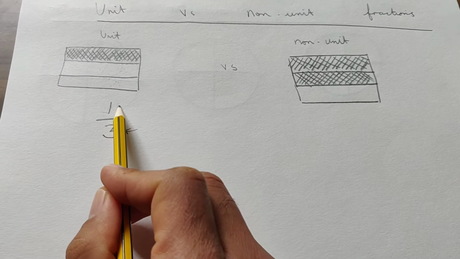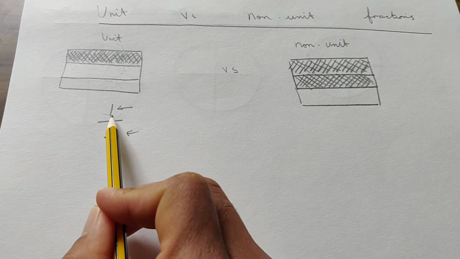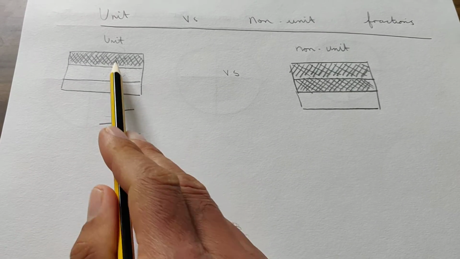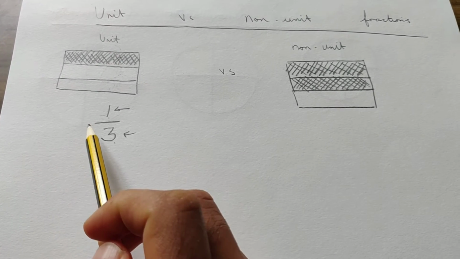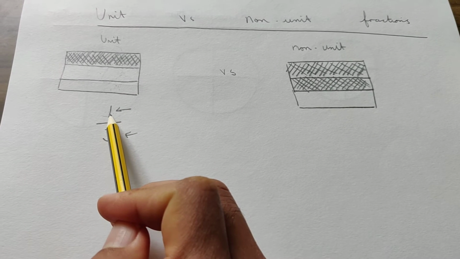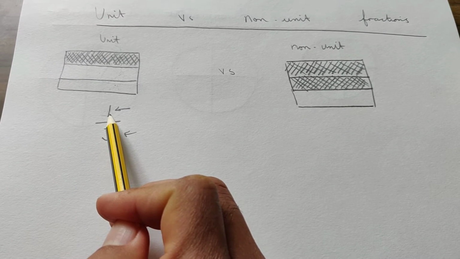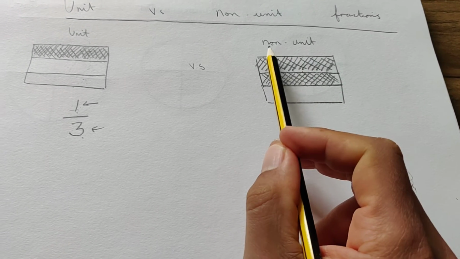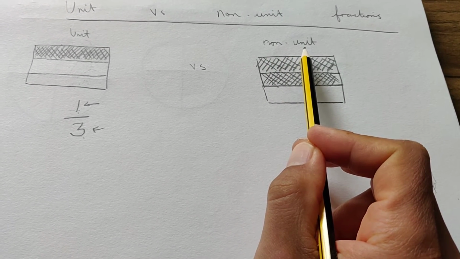So as you can see, unit means 1. So I've selected 1 unit. So those are my unit fractions. They have 1 as my numerator. And we're going to look over here at a non-unit fraction.